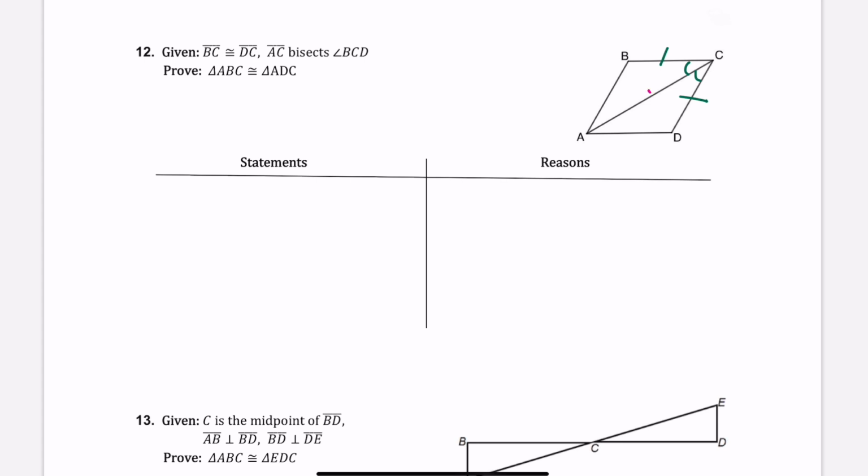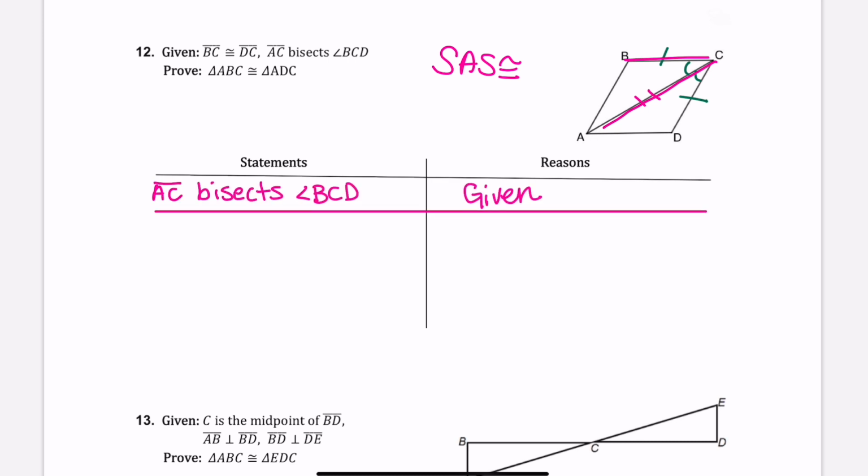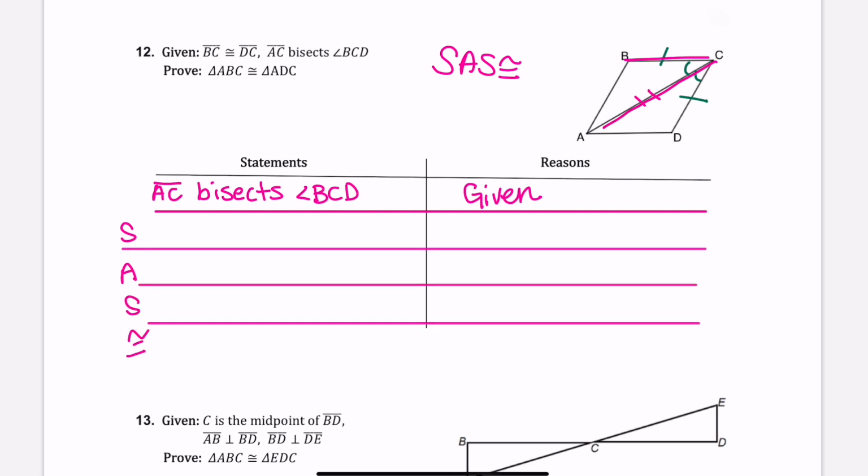And then I also see a reflexive line here. So this would be two sides with an angle in between. That would be side angle side congruency. Now I want to use this piece as one of my sides. So I'm going to just write this down as given before I start. And then I'm going to write side, angle, side congruence.